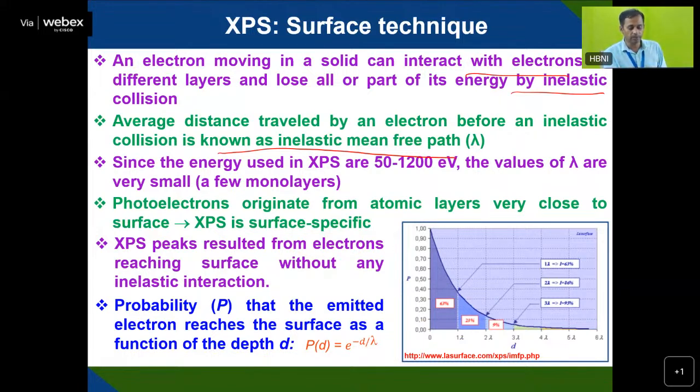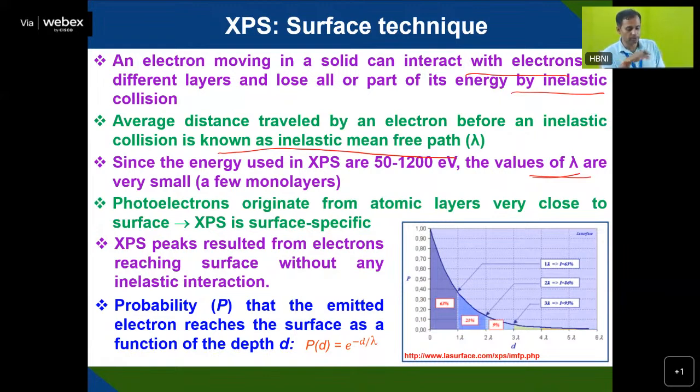Since the energy of XPS is usually quite high, in the range of 50 to 1200 electron volts, the lambdas are very small. Only a few monolayers it can go inside. Here lambda is the penetration depth, so that is very low. So photoelectrons originate from the atomic layers very close to the surface. That's why XPS is called a surface technique, and it depends upon the surface specificity.